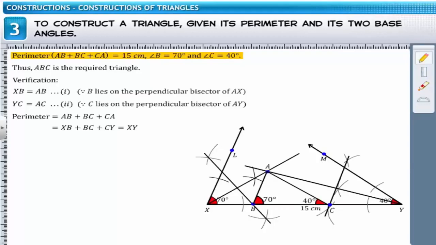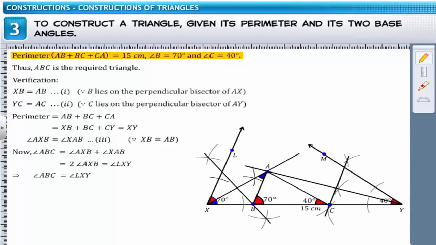Now, we'll show that angle B is equal to 70 degrees and angle C is equal to 40 degrees. Since angles opposite to equal sides of a triangle are equal, this implies angle AXB is equal to angle XAB because side XB is equal to side AB. Now, in triangle AXB, exterior angle ABC is equal to the sum of two interior opposite angles AXB and XAB. From equation 3, this is equal to twice angle AXB, which is equal to angle LXY. Thus, angle ABC is equal to angle LXY, which is equal to 70 degrees.